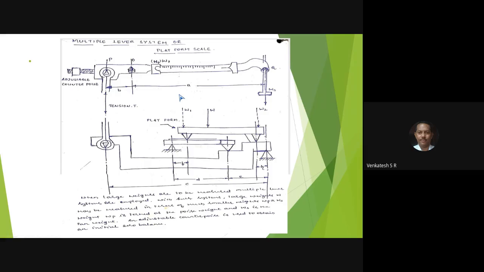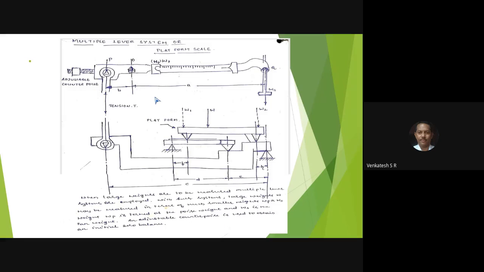In the examination, there will be two types of questions. One, the direct question, where you have to explain the multiple lever system or platform scale with this diagram along with the explanation. One more question, a simple derivation, that is tension T into B.